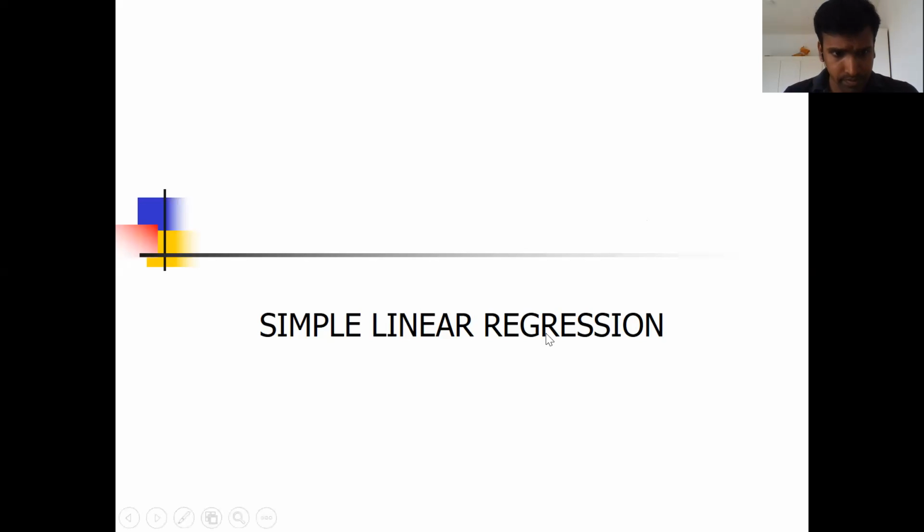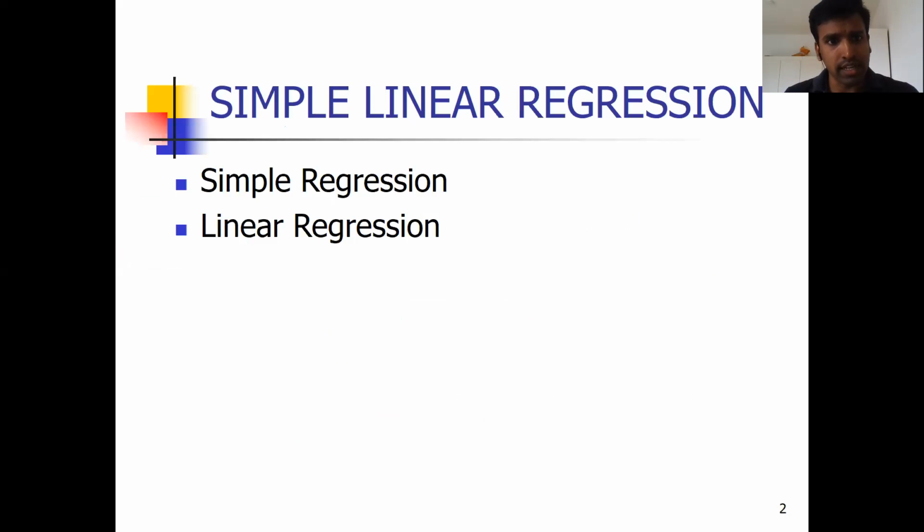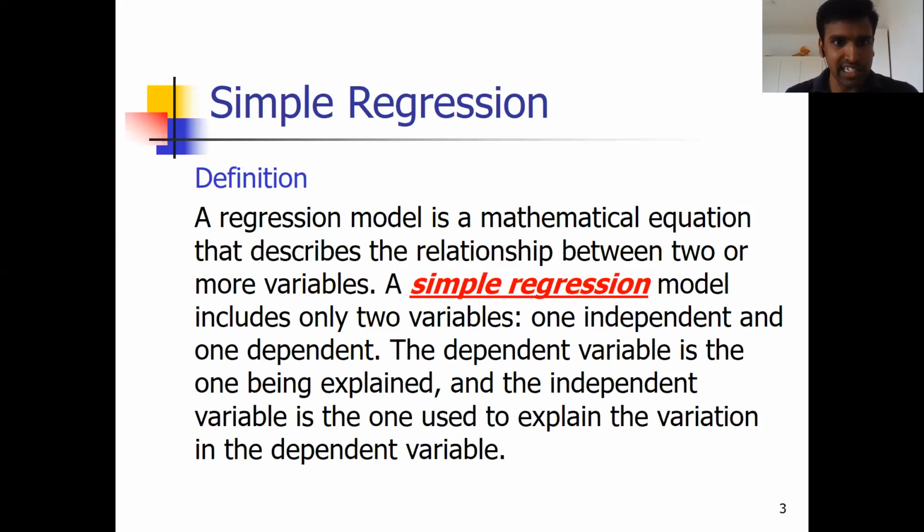I'll try to introduce simple regression first, and then I'll move on to linear regression. Okay, so what is simple regression? Simple regression is a mathematical model that describes the relationship between two or more variables. Imagine that you have multiple variables and you want to find the relationship between those variables, and you need a regression to be performed, right?